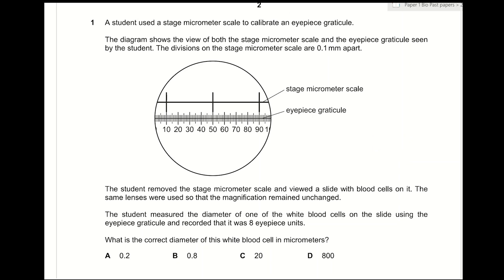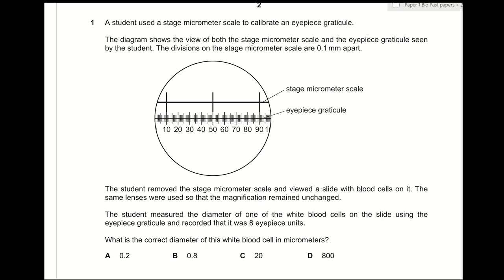Question number one. A student uses a stage micrometer scale to calibrate an eyepiece graticule. The diagram shows the view of both the stage micrometer scale and the eyepiece graticule seen by these students. The divisions on the stage micrometer scale are 0.1 millimeters apart. The student removed the stage micrometer scale and viewed a slide with blood cells on it. The same lenses were used so that the magnification remained unchanged. The student measured the diameter of one of the white blood cells on the slide using the eyepiece graticule and recorded that it was 8 eyepiece units. What is the correct diameter of this white blood cell in micrometers?